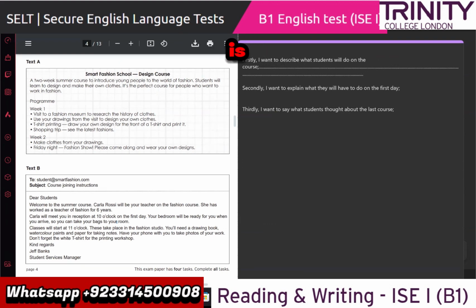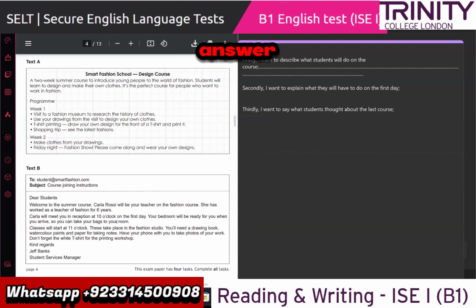Sir, C and D is not required. We are just trying to find point one first. Firstly, I want to describe what students will do on the course. That's not given in text C and D. That's only available in text A. So I just made it easier for you. Okay. So once you're done with point one, then we'll move to the next point.